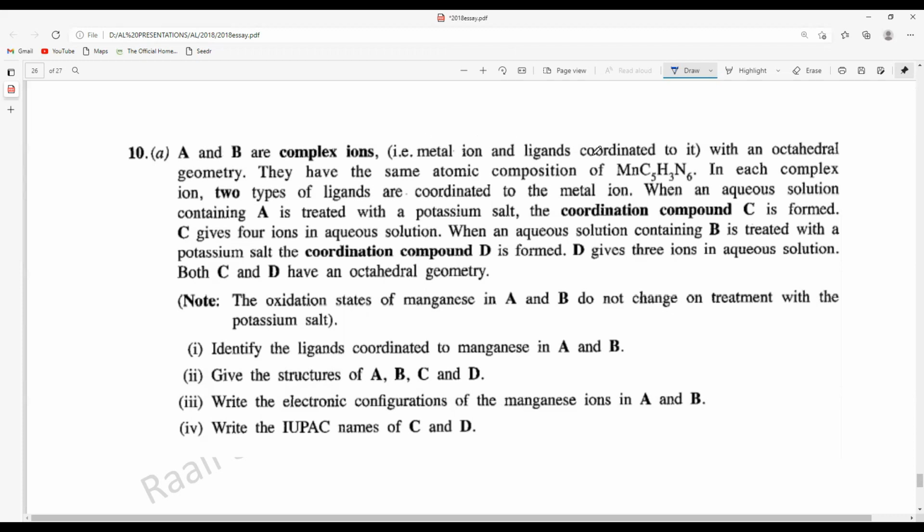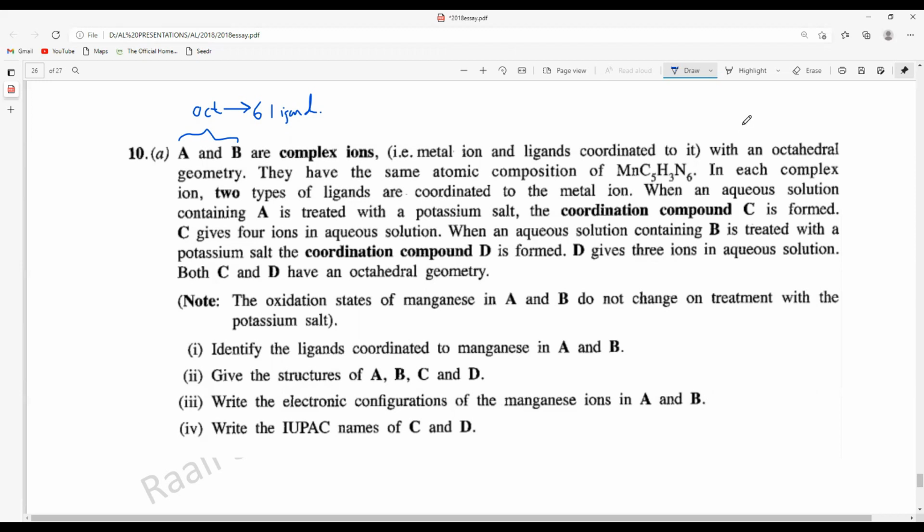So these are complex ions with octahedral geometry, so there should be 6 ligands attached to the metal, right? And they have the same atomic composition, Mn, C5, H3, and N6. In each complex, two types of ligands are coordinated to the metal ion.